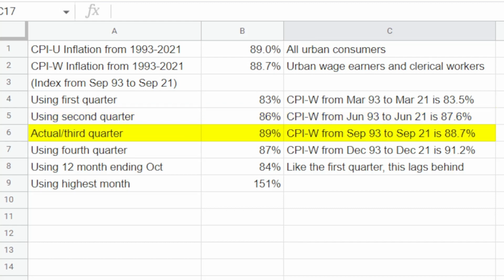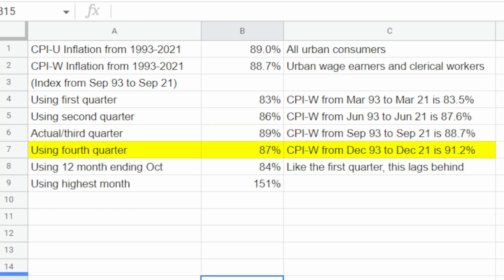Surprisingly, using the third quarter gives us the best result over this 28-year period. COLA has had a cumulative increase of 89%, and as we have seen, inflation measured by CPI-W and CPI-U have increased by about 89%. While it looks like the third quarter this year will be around 8.7% versus 9.3% for the second quarter, the third quarter was 0.4% higher than the second quarter last year and 1.1% higher the year before.